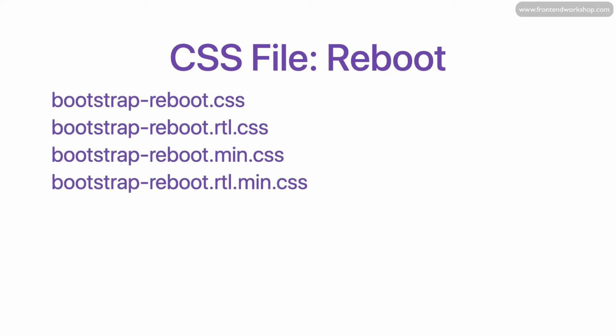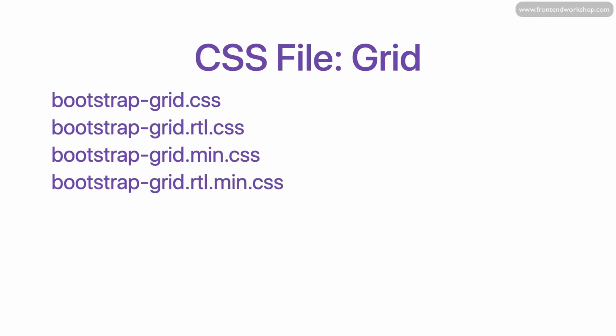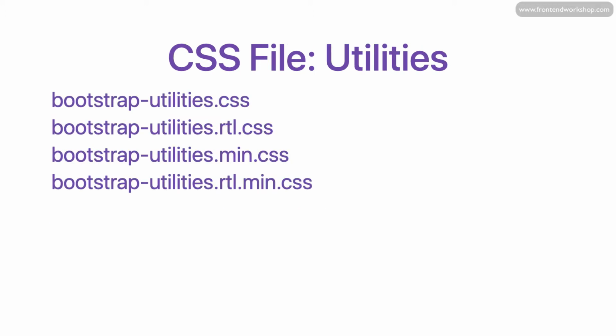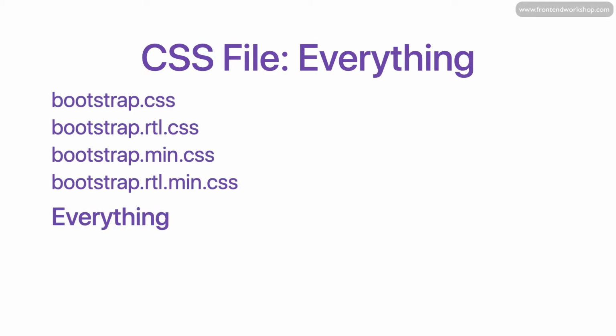We have the Reboot CSS file, which we can see the list of here. It contains only the Reboot styles. Then we have the Grid CSS file. Here we see the list of these files. This contains the grid system and flex utilities. Then we have the Utilities CSS file, which we can see here, and it contains all the utilities. And finally, we have the file that contains everything. This is what we will be using throughout this course.